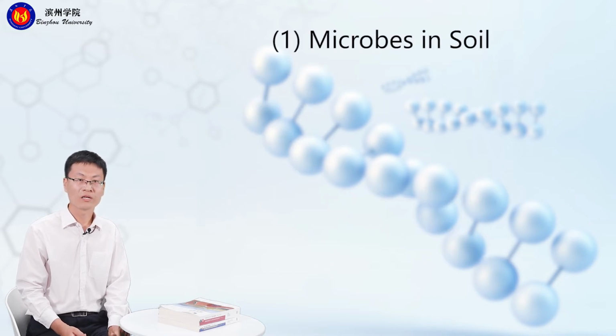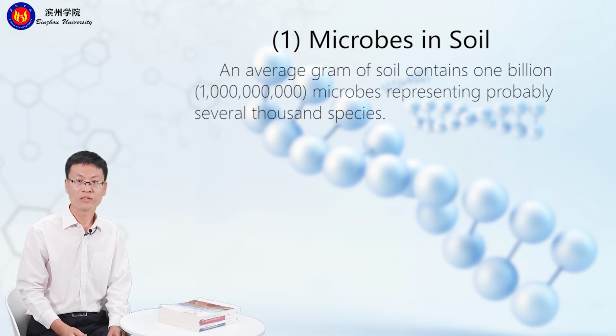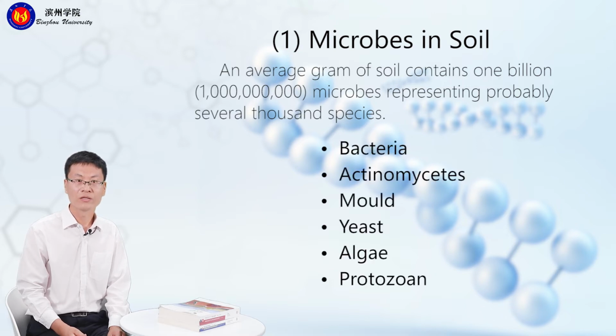Firstly, the microbes in soil. An average gram of soil contains 1 billion microbes, representing probably several thousand species. The common microbes in soil are bacteria, actinomyces, mold, yeast, algae, protozoa, etc.